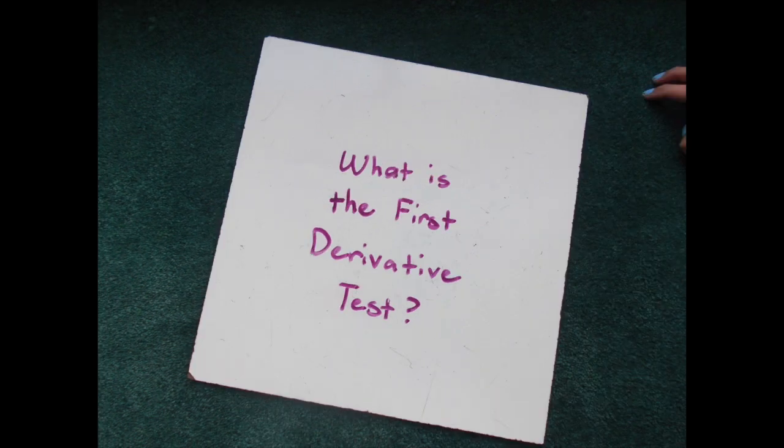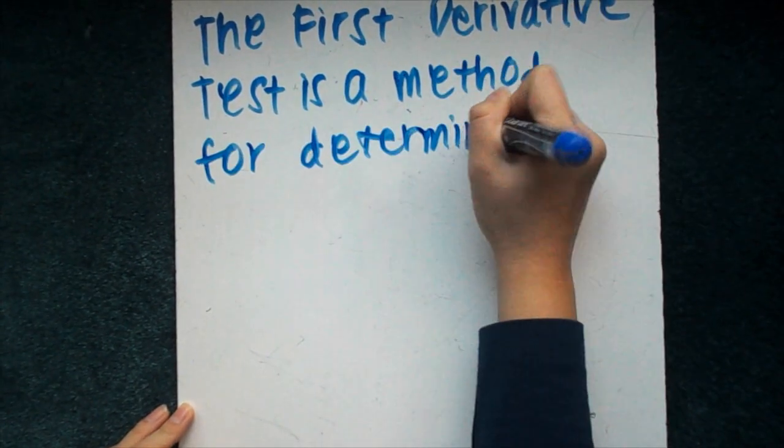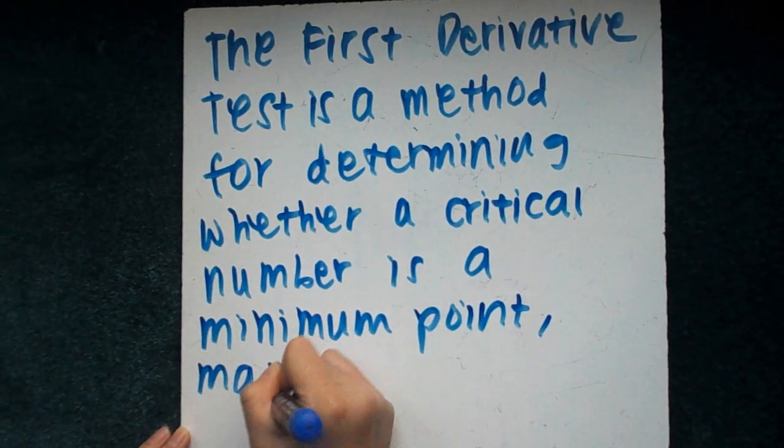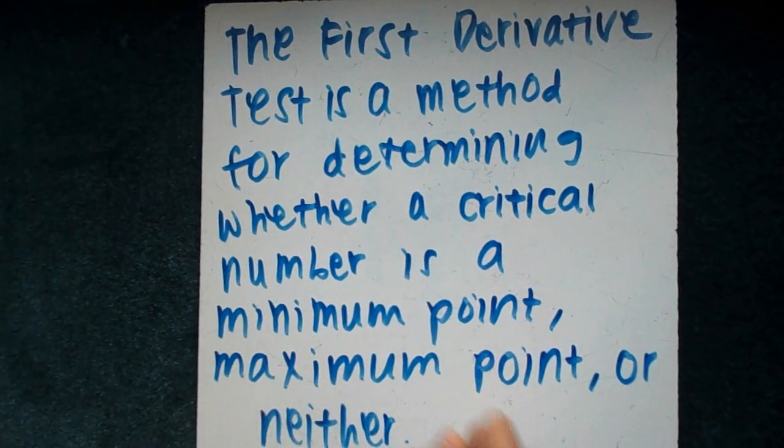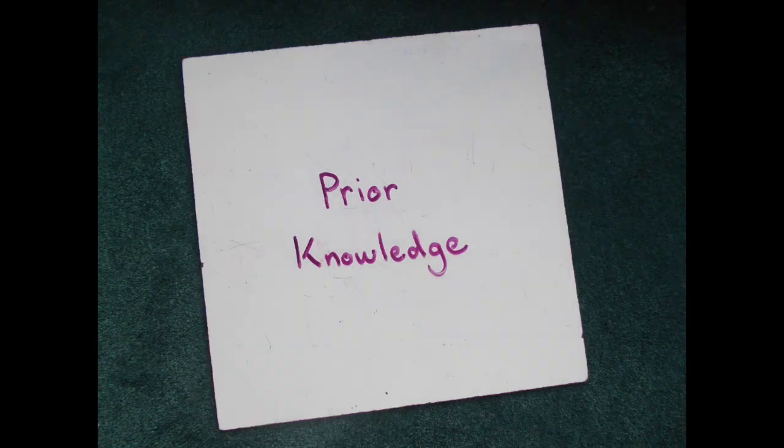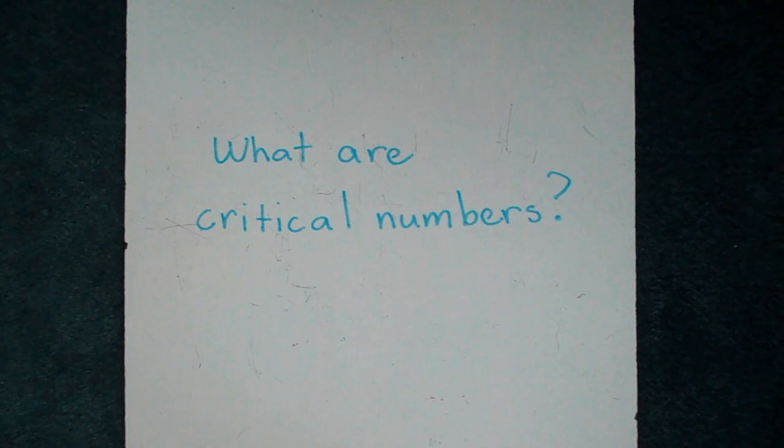What is the first derivative test? The first derivative test is a method for determining whether a critical number is a minimum point, maximum point, or neither. Prior knowledge: What are critical numbers?